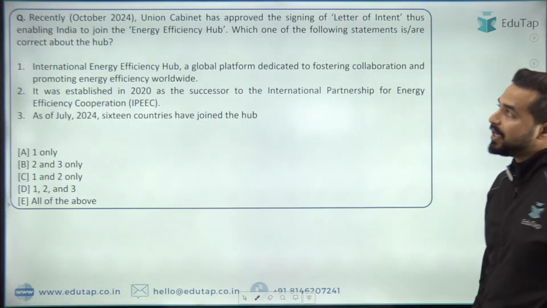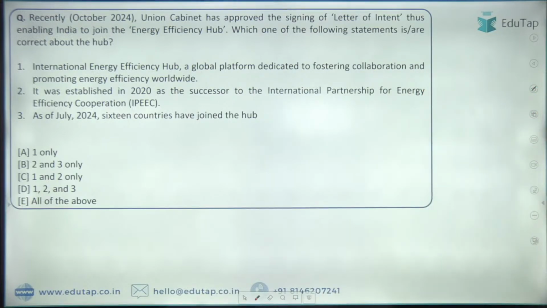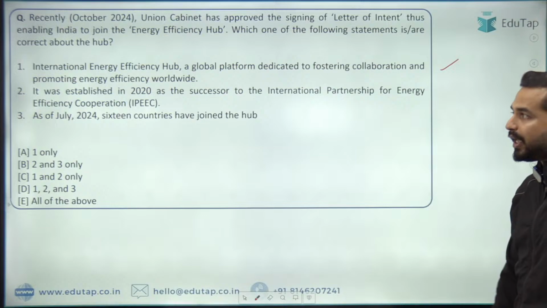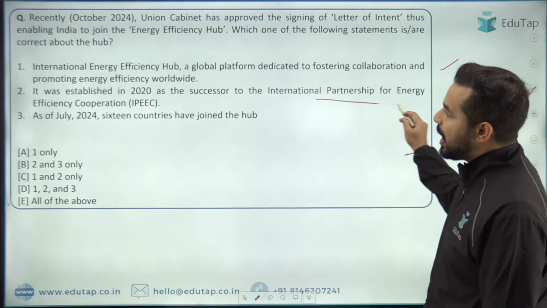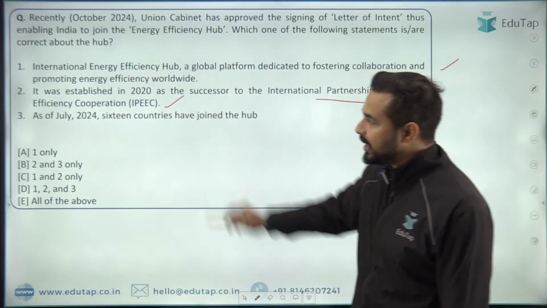So next question आप सभी के सामने है, which is basically on the energy efficiency hub. So energy efficiency hub के बारे में आपको आइडेंटिफाई करना है कौन से स्टेटमेंट्स करेक्ट है. सबसे पहले ये जो हब है ये ग्लोबल प्लेटफॉर्म है. इट विल फॉस्टर कोलैबोरेशन एंड प्रमोटिंग एनर्जी एफिशिएंसी वर्ल्ड वाइड, एब्सोल्युटली राइट. It was established in 2020 as a successor to the IPEEC, absolutely correct here.